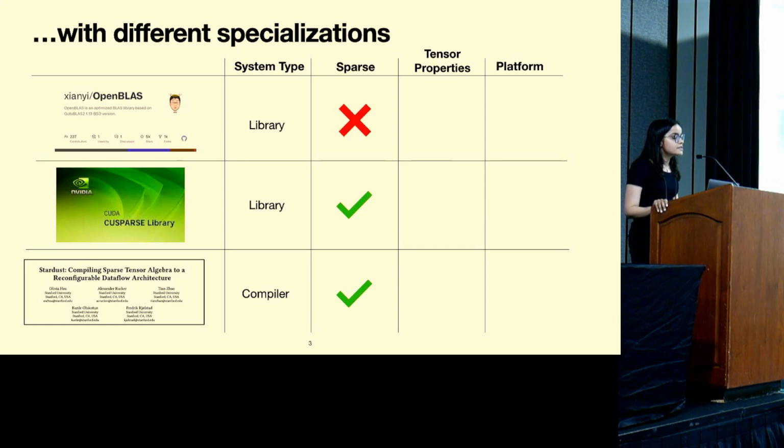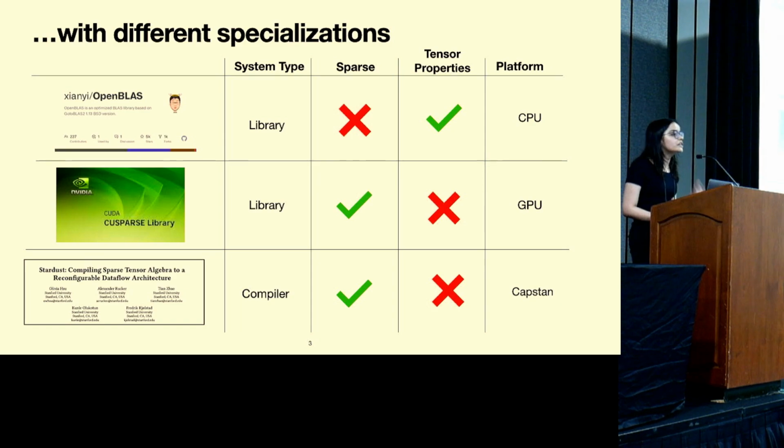Some systems can operate on sparse data, so they can compute on compressed data structures. Meanwhile, others cannot. Others might even choose to optimize for particular types of mathematical structures or different types of data properties, like whether the tensor is symmetric or Hermitian. And finally, they can even target different platforms. So OpenBLAS targets the CPU, cuSPARSE the GPU, and Stardust Capstan, which is a reconfigurable dataflow architecture.